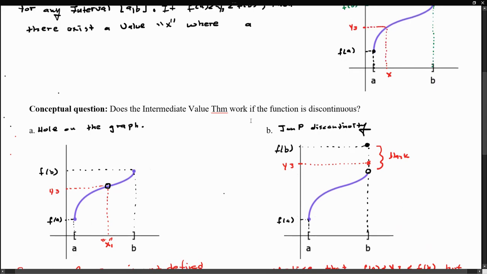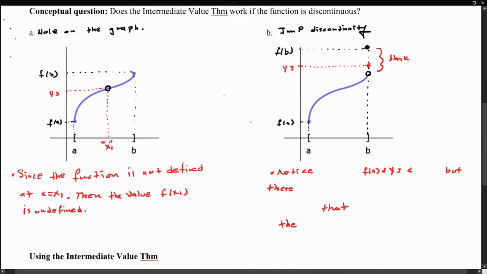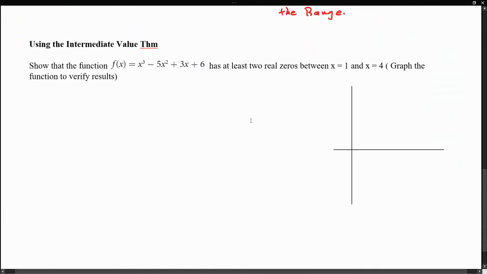So that is the intermediate value theorem. So now the question is, how is this useful? Because this is just a theorem. We have not used any applications. Well, let's take a look at a small application of it. So how can we use the intermediate value theorem?